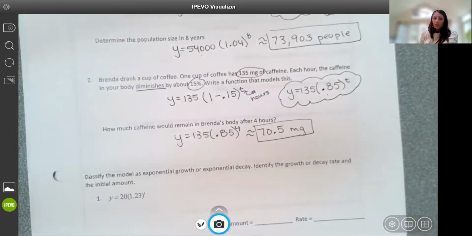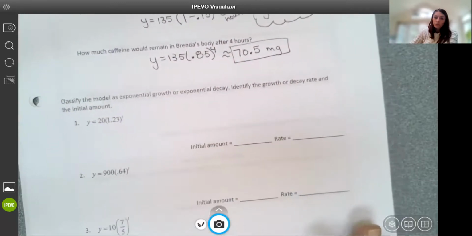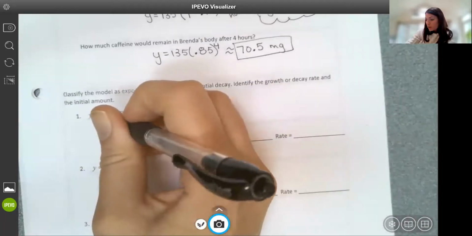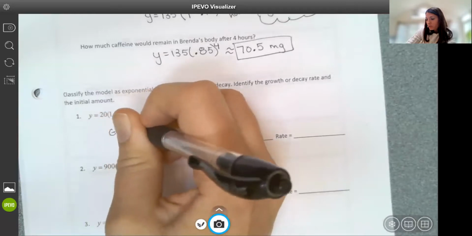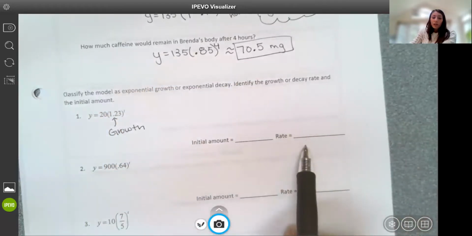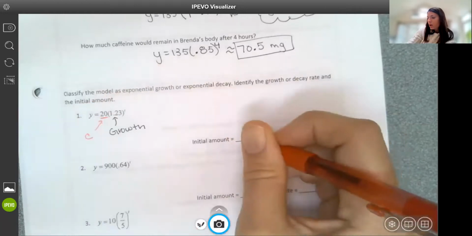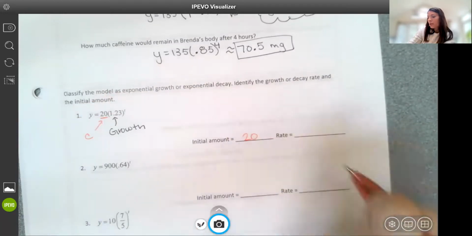Okay, so those are some really straightforward application problems. Other things we want to be able to do is understand what a function is telling us. So if I'm given a function, I should be able to determine if it's growth or decay, which I know that this is growth because it's greater than 1. What is the initial amount and what's the rate that it's growing at? So my initial amount, remember, is this C value that's out front. So my initial amount for this function would be 20.